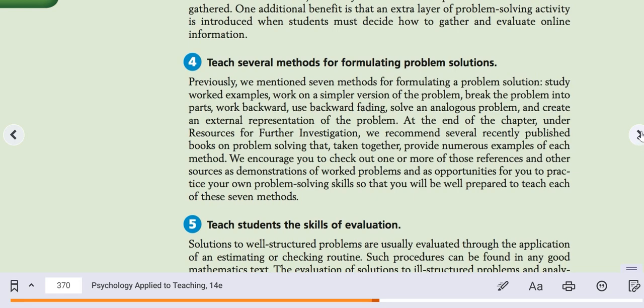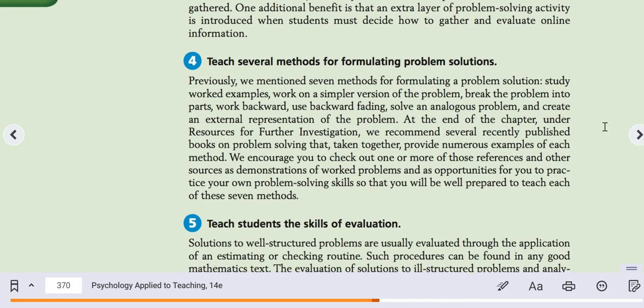At the end of the chapter, under Resources for Further Investigation, we recommend several recently published books on problem solving that, taken together, provide numerous examples of each method. We encourage you to check out one or more of these references and other sources as demonstrations of worked problems and as opportunities for you to practice your own problem-solving skills so that you will be well prepared to teach each of these 7 methods.